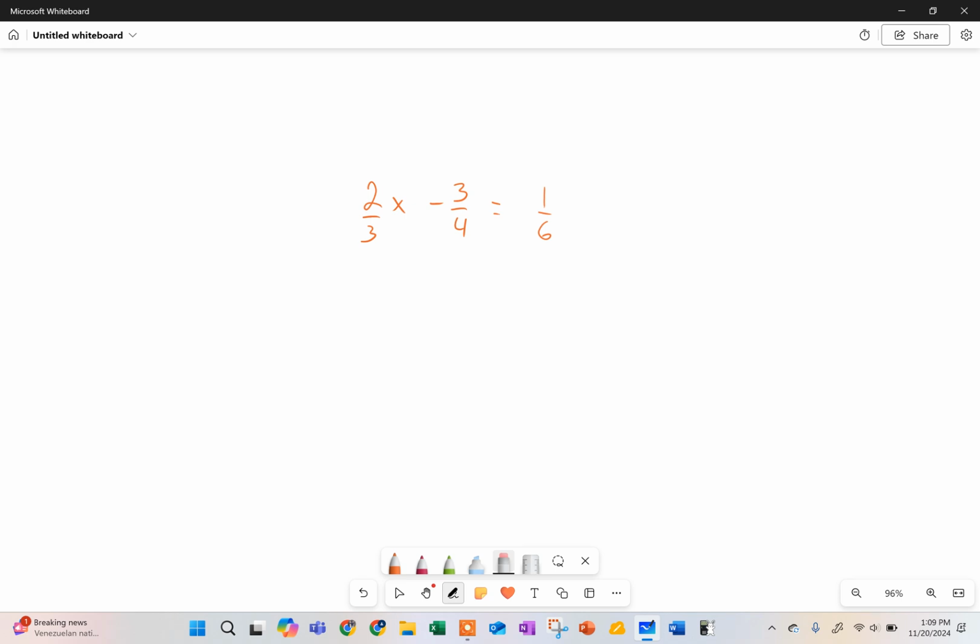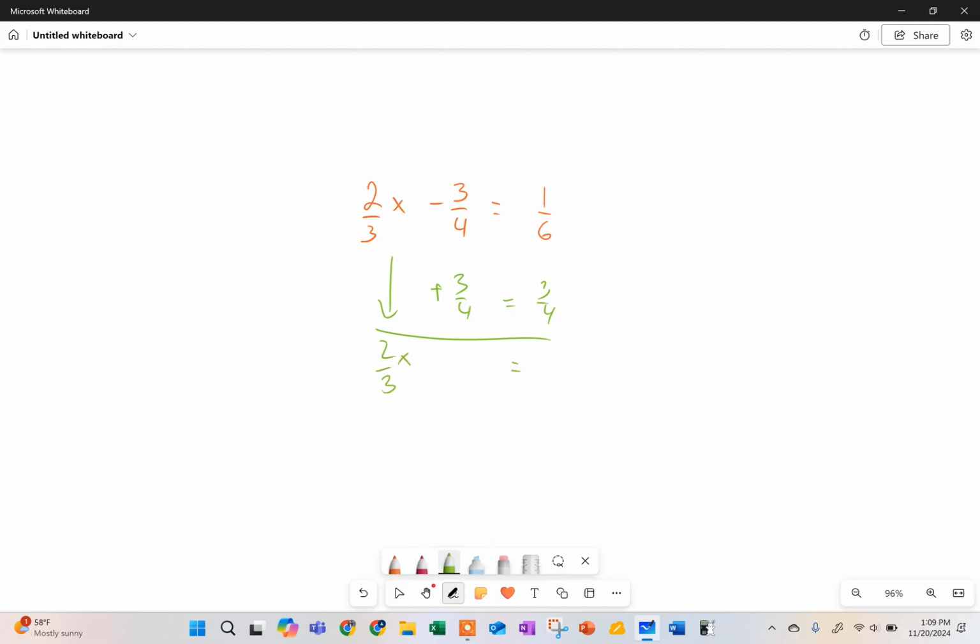We are going to solve an equation that involves rational numbers, fractions in particular. So what I want you to notice is this. We could add 3/4 to both sides and then bring down the 2/3 x.